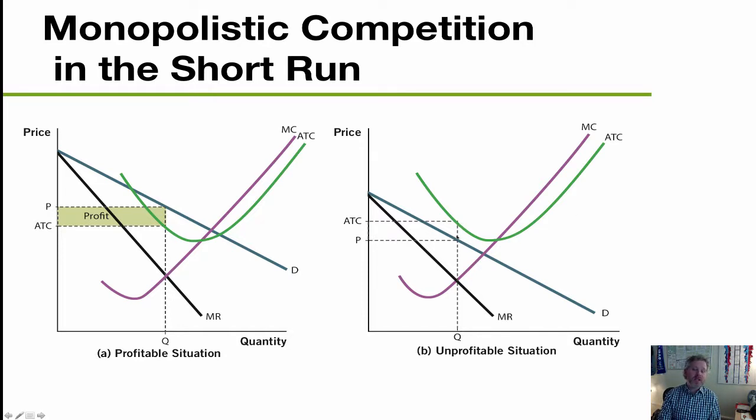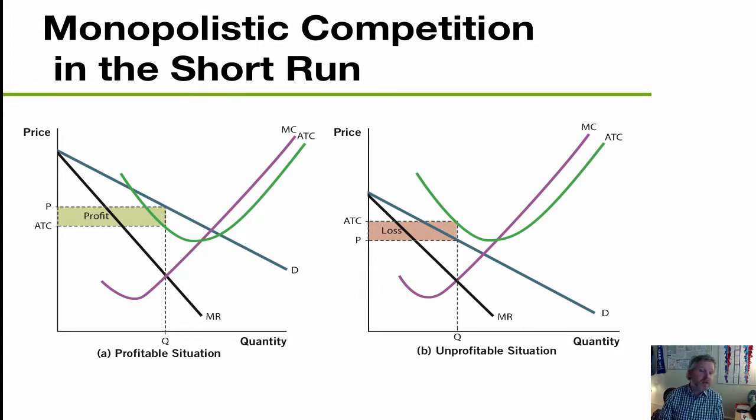But notice for this firm, the average total cost, well, average is per unit, but the average total cost for the firm is above the price. So that means they're going to be losing that amount per unit times the quantity that they produce. That is going to be their total loss. So the firm on the right here is in an unprofitable situation. The firm on the left is in a profitable situation. These are different markets. I'm just giving you both examples here at the same time.